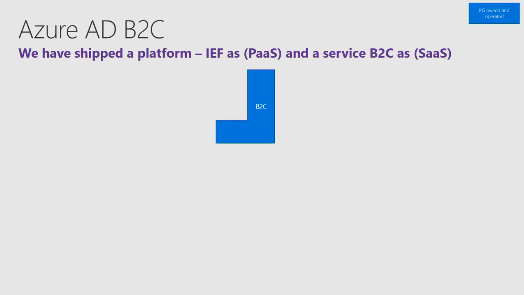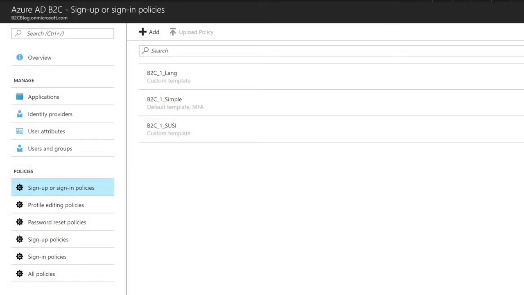But like I mentioned, we're going to focus on B2C. Specifically, we're going to focus on how to use B2C with built-in policies. As you remember, this is our sign-in. This is our Azure portal and how you can configure Azure AD B2C. Here are the built-in policies to the bottom left.